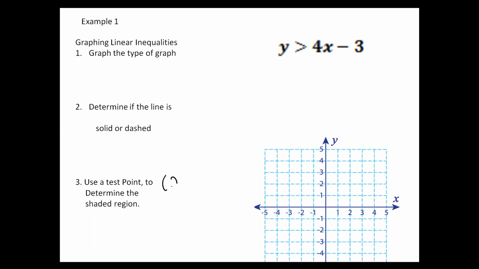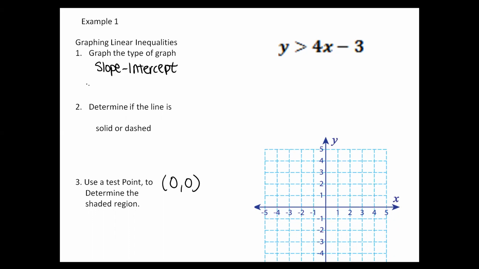In this case, I'm going to use our test point 0, 0, and you'll get to that in a little bit. The equation that we're getting here for our type of graph is definitely y equals mx plus b, so this is slope-intercept. And we're going to do all the different types. So I want you guys to try these out. Pause it if you need to and go back.